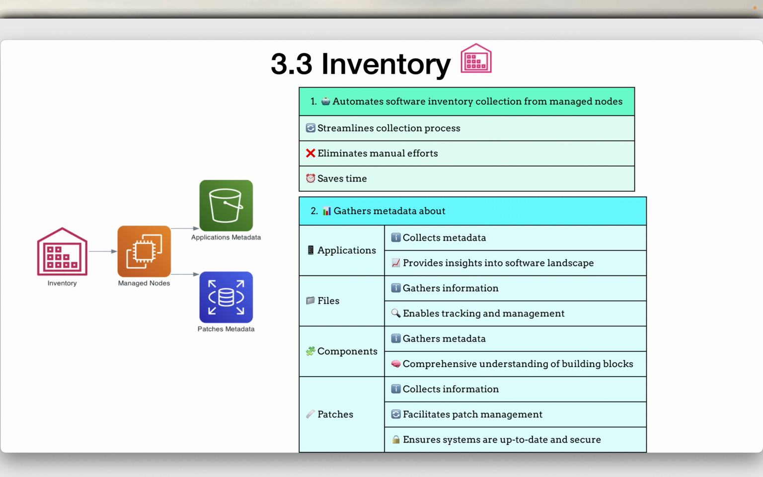It also gathers information about files present on your nodes, enabling you to track and manage important files across your fleet. Inventory helps you gather metadata about software components, which allows you to have a comprehensive understanding of the building blocks that make up your applications. And with Inventory, you can collect information about patches installed on your nodes. That helps in patch management, and it makes sure that your systems are up to date and secure.